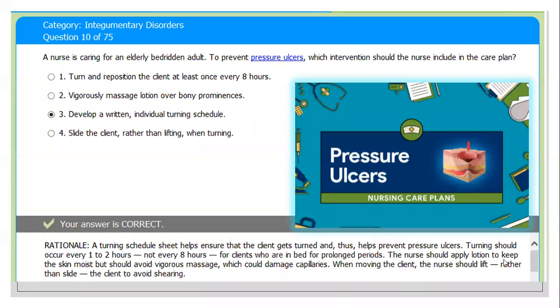The nurse should apply lotion to keep the skin moist, but should avoid vigorous massage, which could damage the capillaries. When moving the client, the nurse should lift rather than slide. So nursing care for the client experiencing a pressure ulcer or bed sore usually includes assessment, which is so important. Assessment of the contributing factors leading to lack of tissue perfusion, the underlying injuries, and promoting compliance with the medication regime.